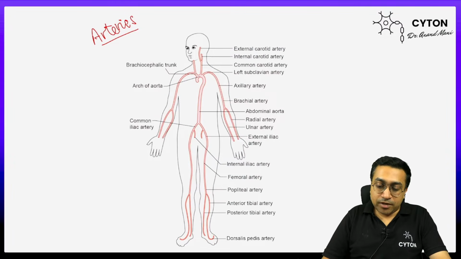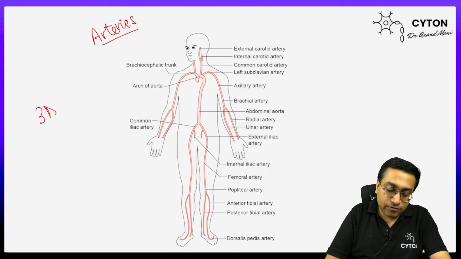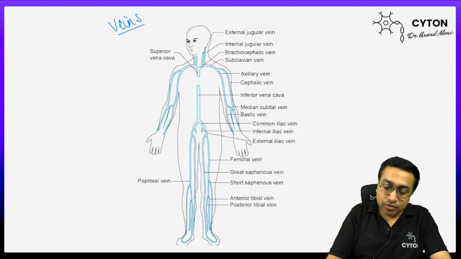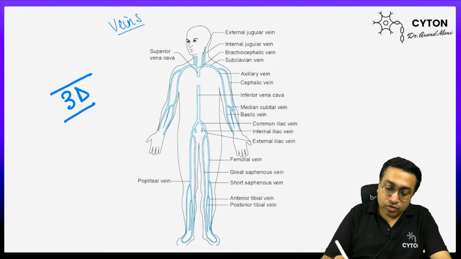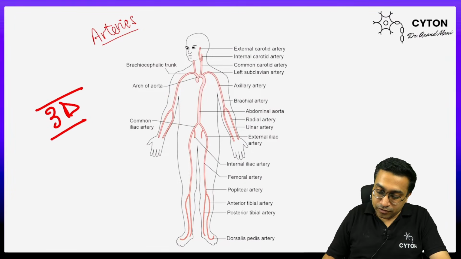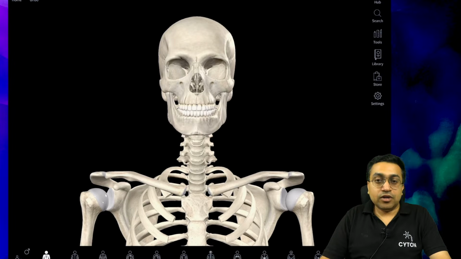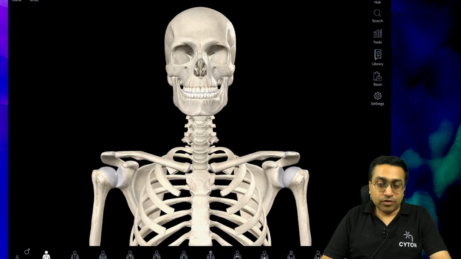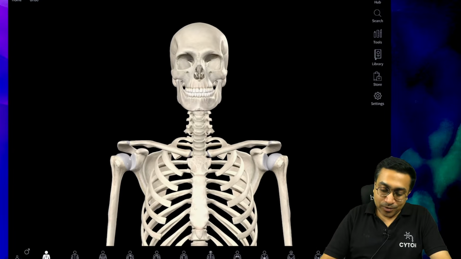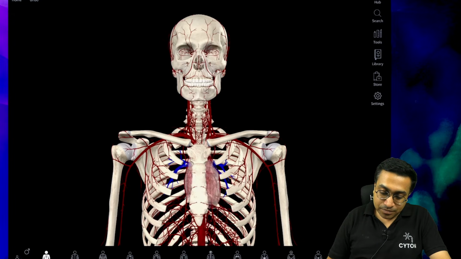Okay, but let me make this class very interesting and I will incorporate everything in 3D. Okay, let me just show you all these structures in 3D alone. Okay, the veins as well as the arteries. Okay, so let us dive in first for the arteries. All right, so you are familiar with this skeleton now, right? So let me bring up the arterial system.